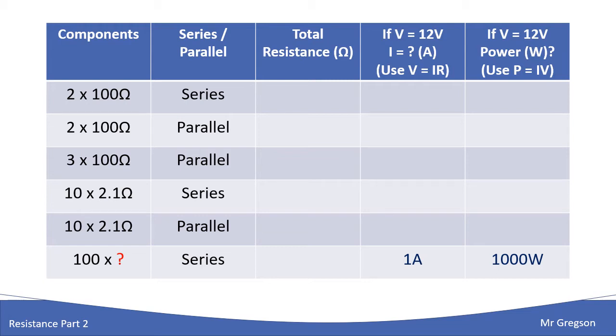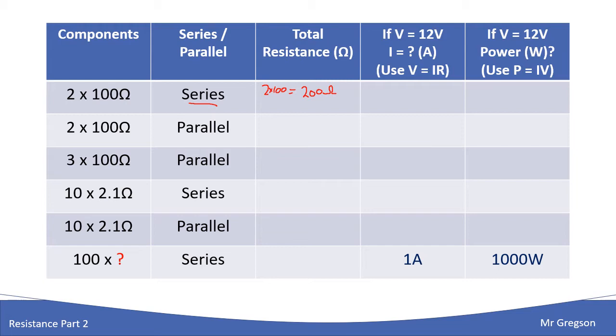So let's start with total resistance. It's important that we know it's a series circuit, 2 times 100, because we're just going to add them together. I should have done 100 plus 100, giving the same answer, 200 ohms. Okay, so that's our resistance.